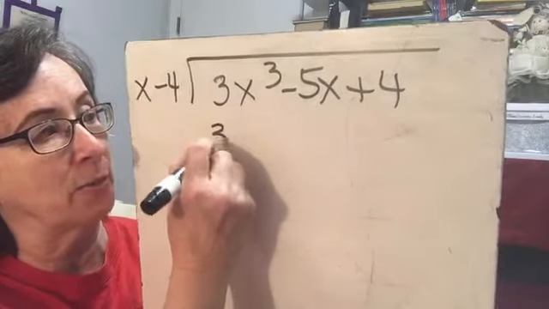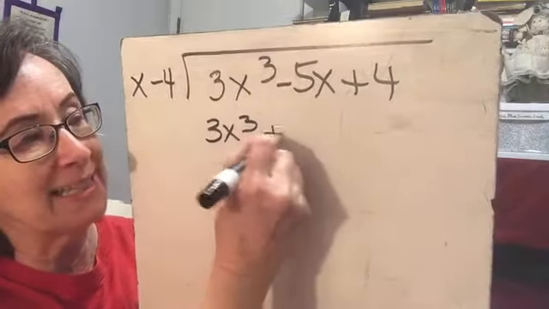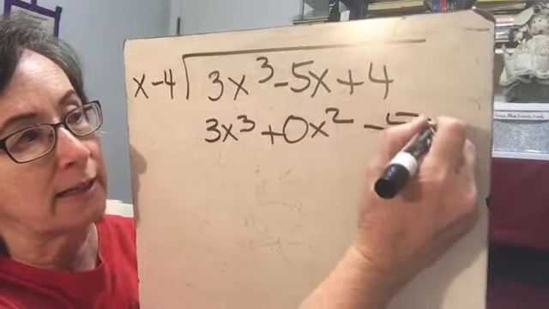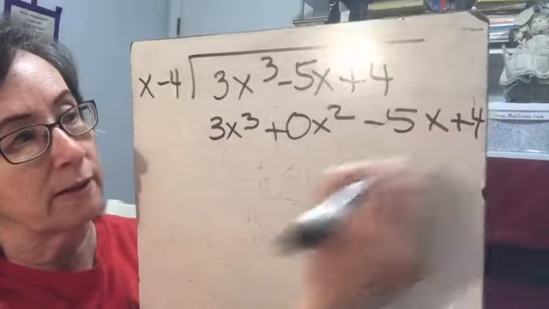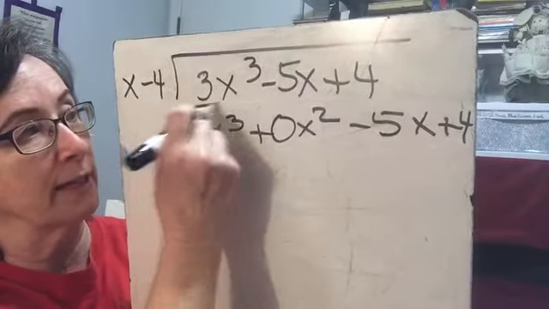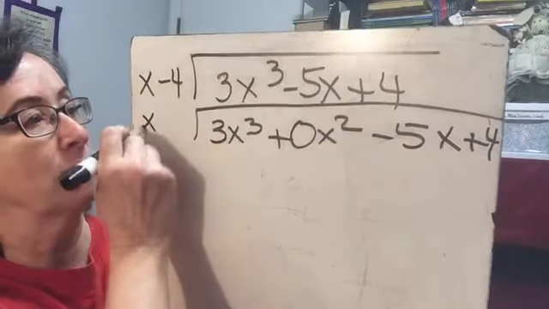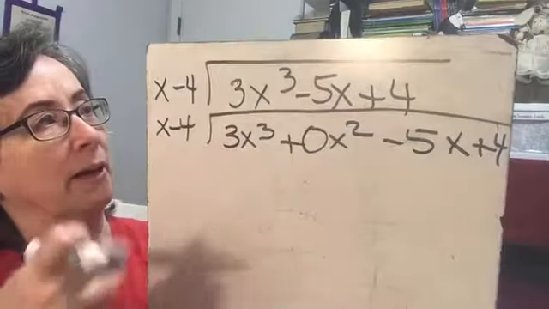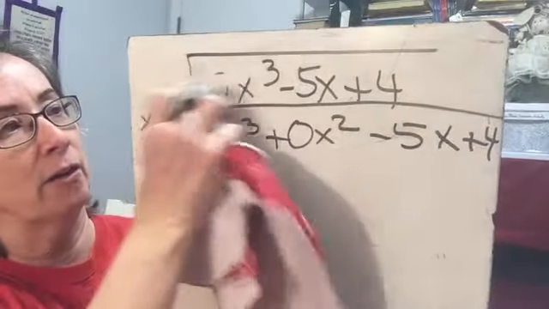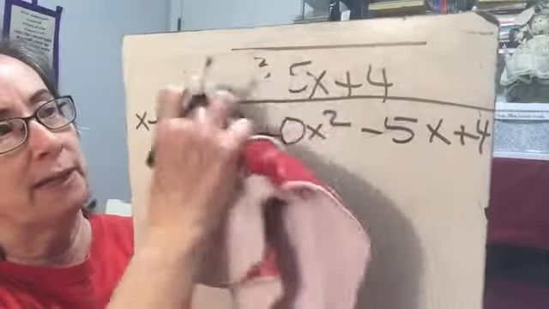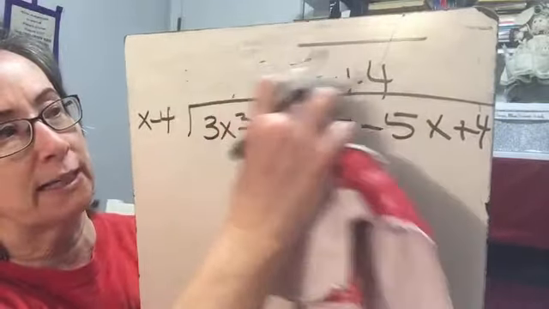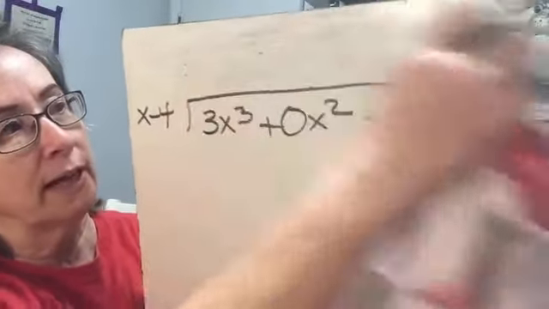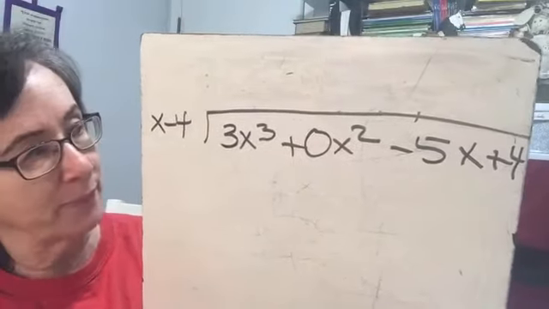And we're going to remember that we are missing an x squared term. So I'm going to rewrite this. 3x cubed plus 0x squared minus 5x plus 4. Plus 4 almost fell off, didn't it? And then x minus 4 over here. So we're going to erase everything on the top one more time and have everything in our correct form to begin the long division. Now this is your practice. I really want you to go off and do it by yourself and then come back and check and see if you got the right answer.